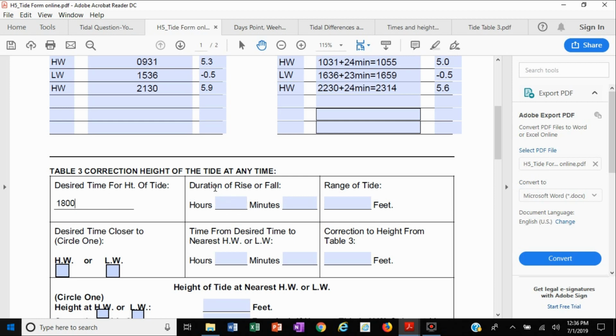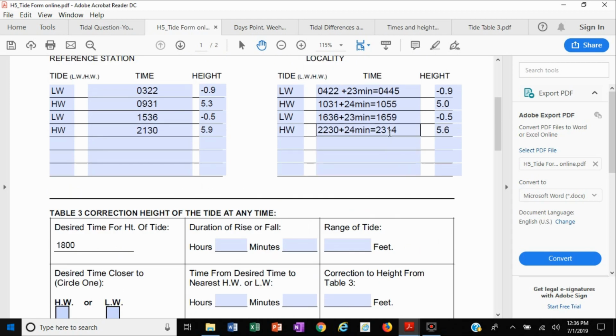So the duration of the rise and fall. What does that mean? Well, if you subtract 23:14 from 16:59 in time, you'll get 6 hours and 15 minutes. Okay, 6 hours and 15 minutes. So you do that by subtracting the 23:14 by 16:59.